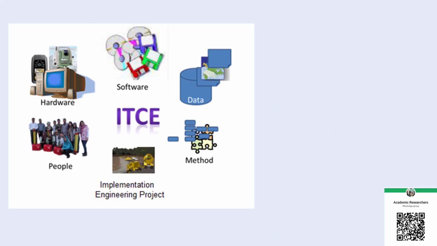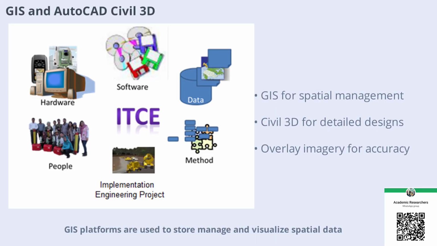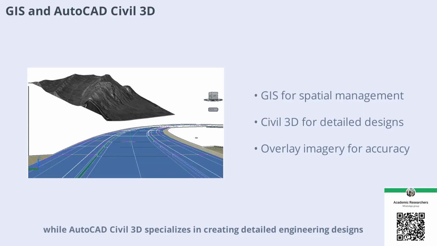information. GIS platforms are used to store, manage, and visualize spatial data, while AutoCAD Civil 3D specializes in creating detailed engineering designs. By integrating GIS with Civil 3D, engineers can overlay satellite imagery, contour data, and field-collected coordinates to produce accurate and contextually relevant designs. This combination is particularly valuable in regions like Kurdistan, where geospatial databases are still developing. The synergy between GIS and Civil 3D enables more precise and efficient project planning.